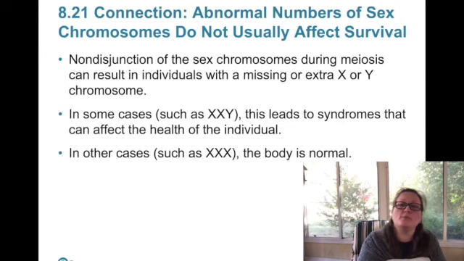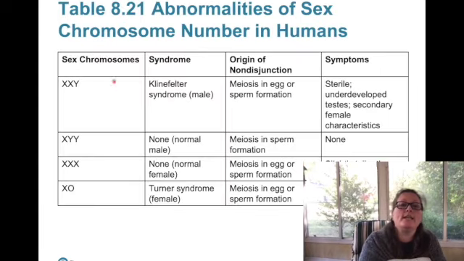Non-disjunction of the sex chromosomes during meiosis can result in individuals with a missing or an extra X or Y. So in some cases we have XXY, others we have XXX. XXY can affect the health of the individual. You will notice something different. Triple X, you don't really notice anything at all. So here are some examples. We will talk more about this later.